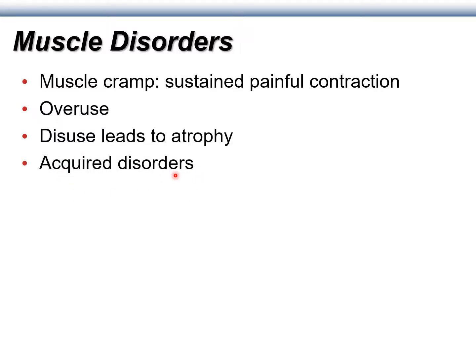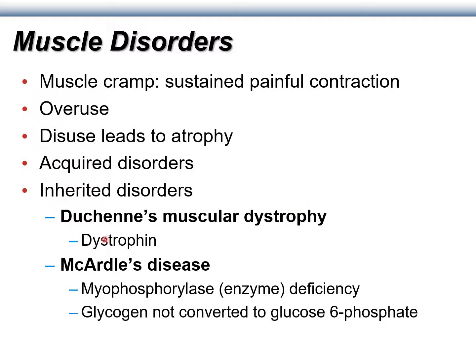There are acquired disorders for muscles. These things include things like muscular dystrophy, where you have issues with the dystrophin protein and it's no longer elastic enough. And so under normal exertional activity, you see widespread disruption of muscle fibers.